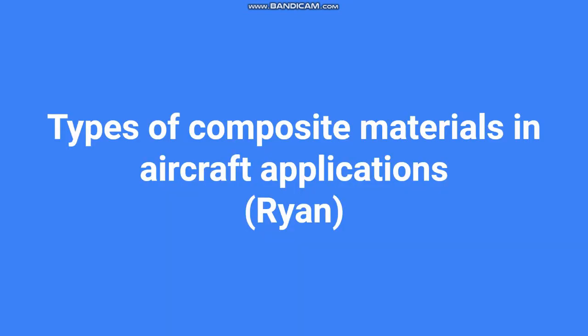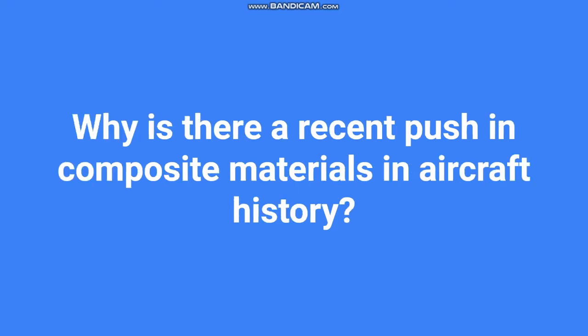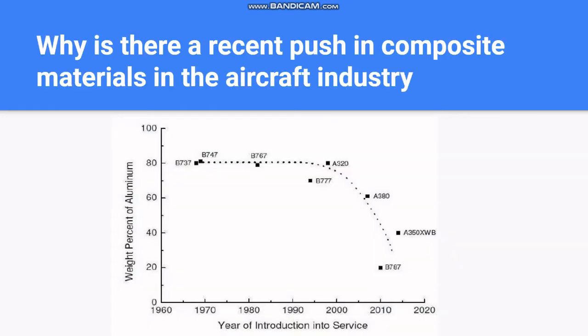So these are the types of composite materials that are used in aircraft applications. So why is there a recent push in composite materials in the aircraft industry history? Well, as you can see from the graph here, the weight percentage of aluminium decreases over the years from 1960 to 2020. From 80%, it has gone all the way down to 30%. This is because new composites were added into the industry, and this is why aluminium is starting to decrease in the aircraft.